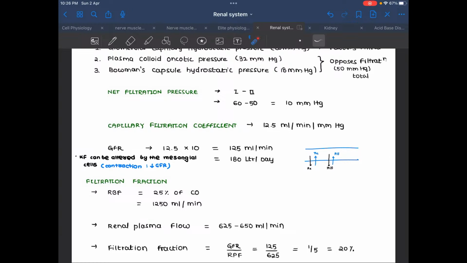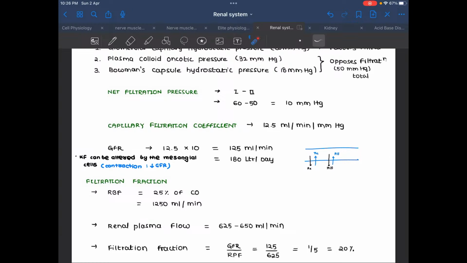So the renal blood flow, which we measure by para-aminohippuric acid, amounts to about 25% of the cardiac output. The cardiac output is 5 liters per minute. So 25% of the cardiac output amounts to about 1250 ml per minute. The renal plasma flow is calculated from the renal blood flow by the formula: renal blood flow is RPF divided by 1 minus hematocrit, right? So the renal plasma flow comes to be about 620 to 650 ml per minute.